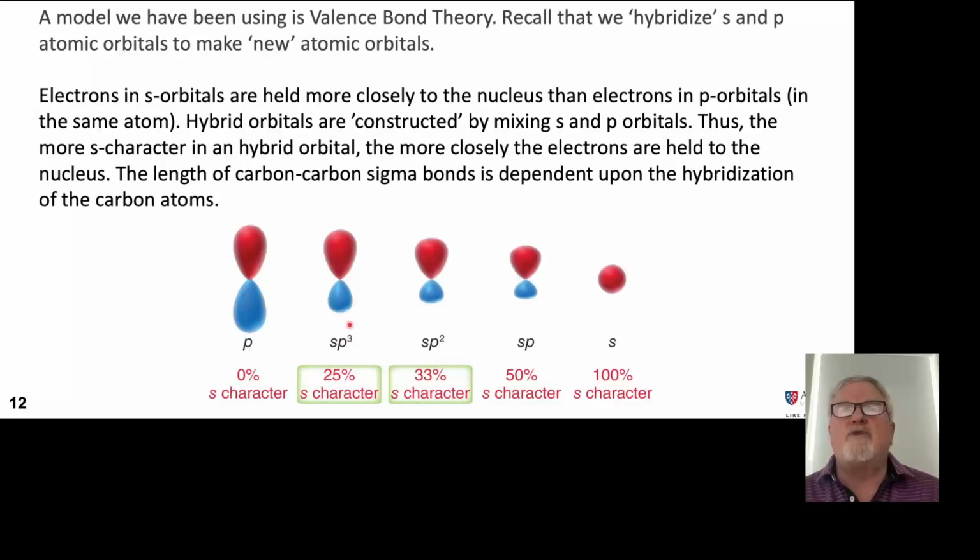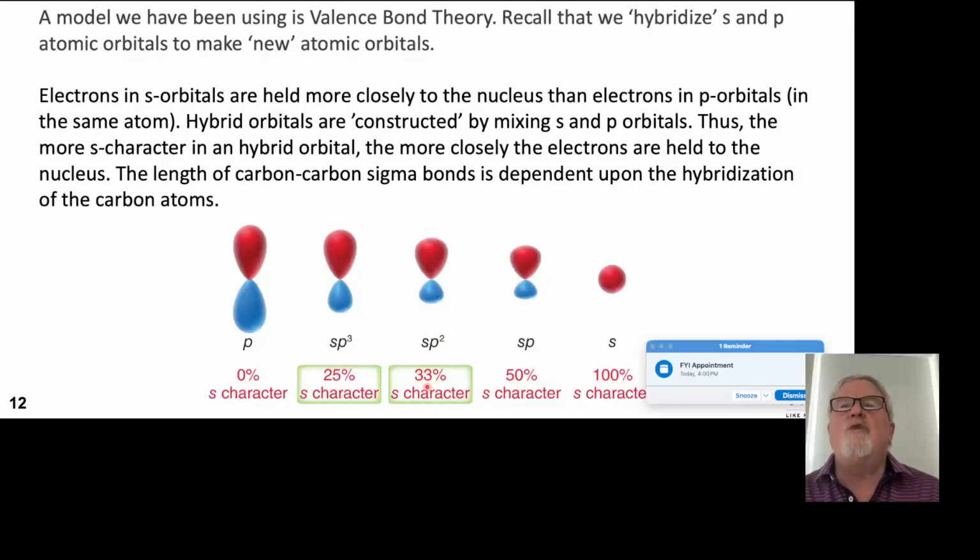So if we have an sp3 hybridized carbon, that means we made it from the 2s orbital on carbon and the 2p orbitals, all mixed together to make 4 new orbitals that we called sp3. Each one of those orbitals has what we call 25% s character, because we had 1 s orbital and 3 p orbitals. In an sp2 hybridized carbon, we take the 2s orbital and 2 of the 2p orbitals and mix them together.